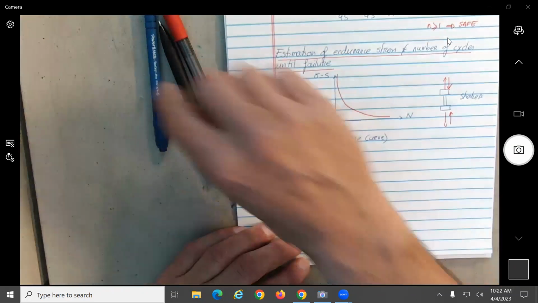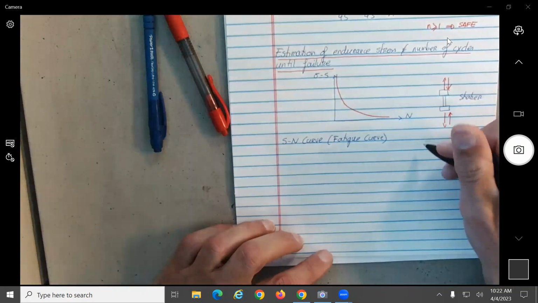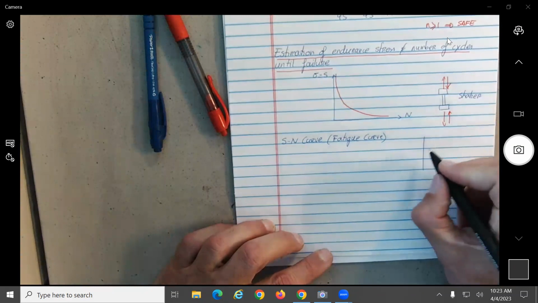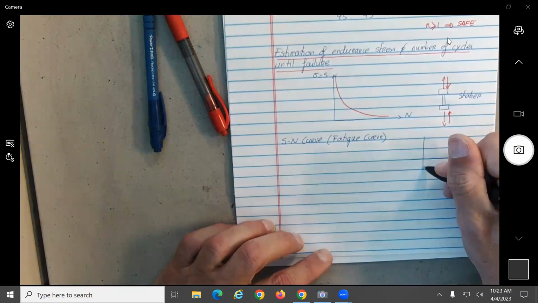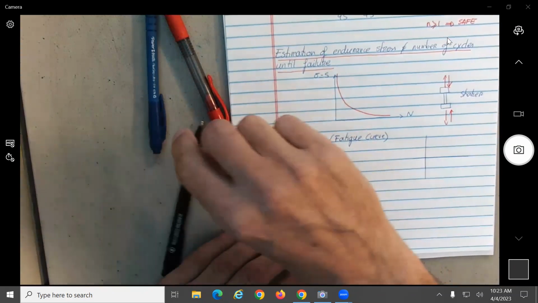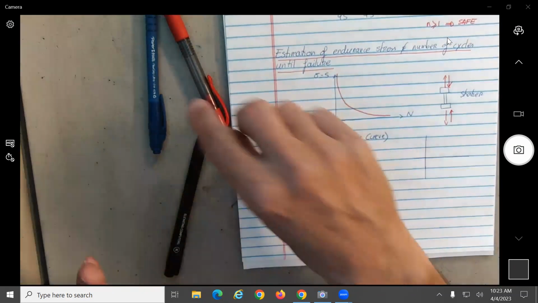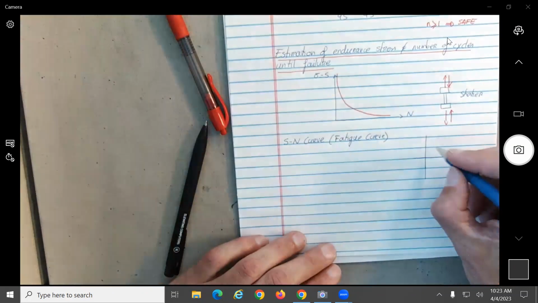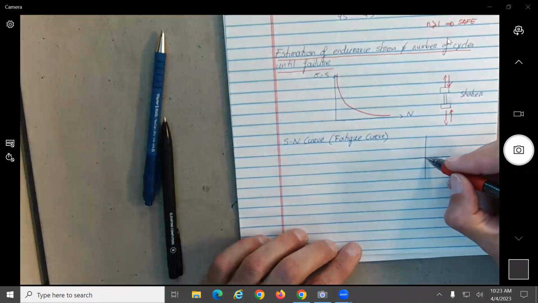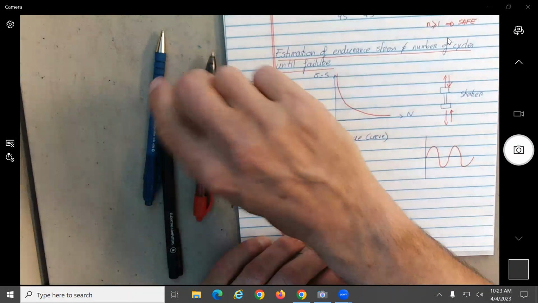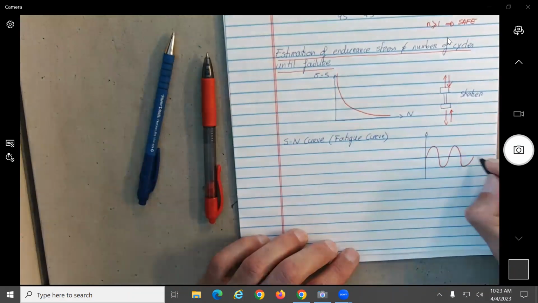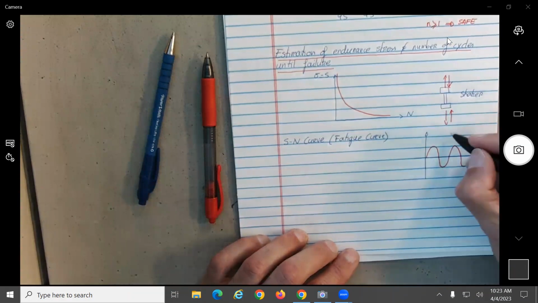So basically, if I draw a figure of what the loading would be due to this, you can apply it with a mean or no mean. Let's say it's like this. It doesn't matter, this is just for information. This will be the loading as a function of time.